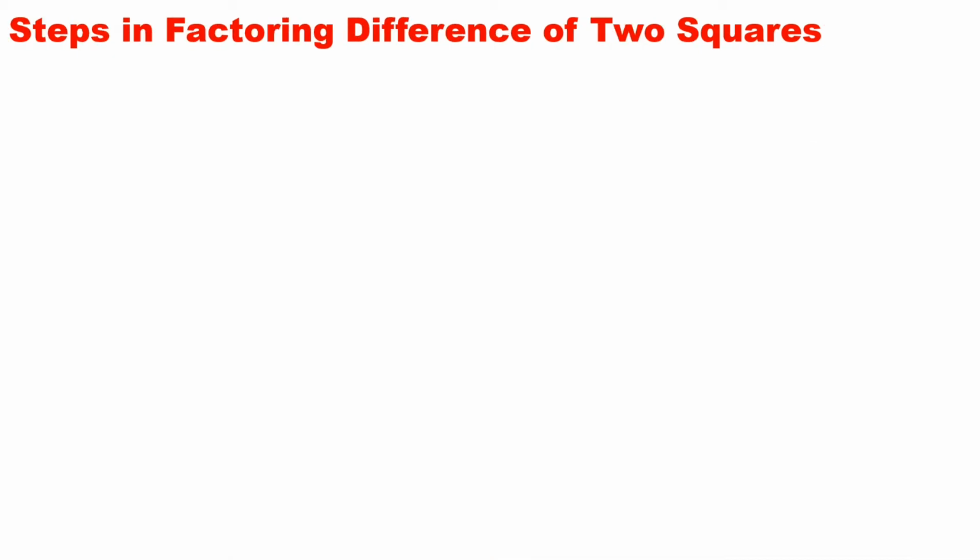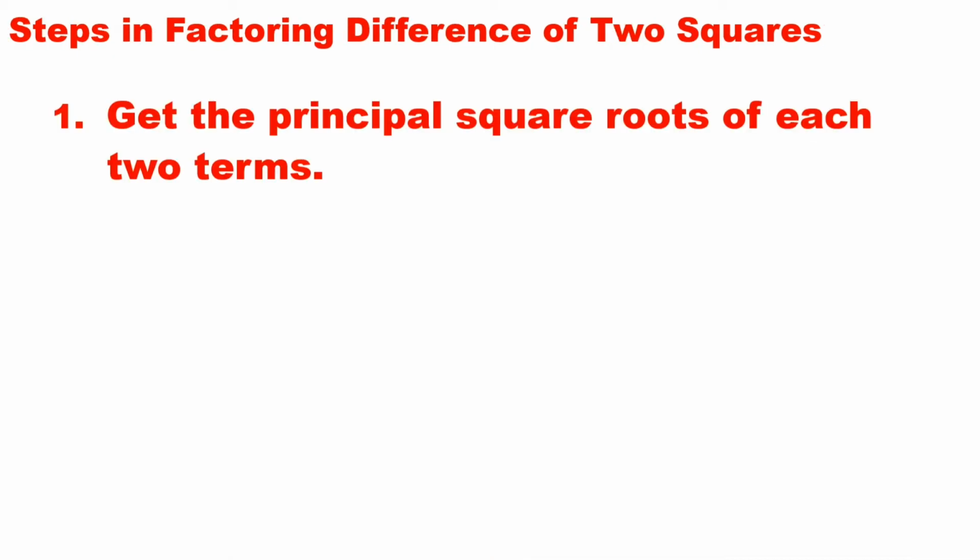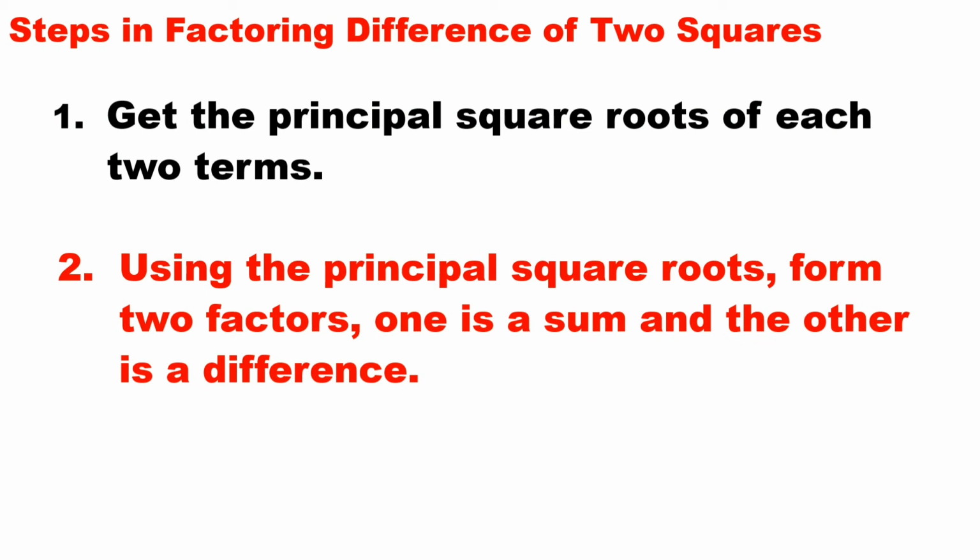Number 5, not a difference of two squares because the exponent is not even. Next, the following are the steps in factoring difference of two squares. Step 1, get the principal square roots of its two terms. Step 2, using the principal square roots, form two factors. One is a sum and the other is a difference. I think we are ready.